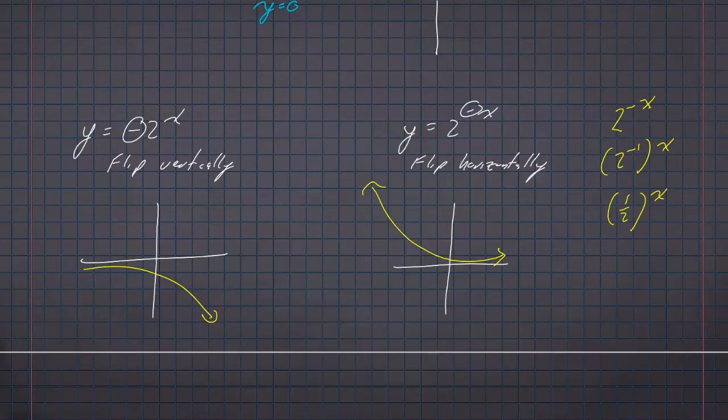You can also just focus on thinking about where those key points went and remembering that there's going to be a horizontal asymptote, and that can generally get you a pretty good picture as well.